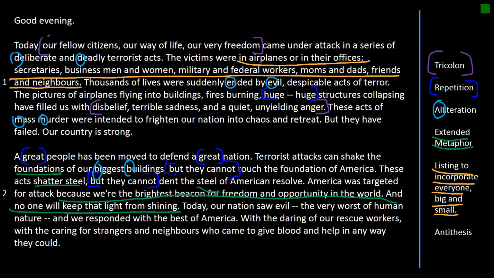Lastly, we've got antithesis, okay, which is 2 parallel ideas being put together. We've got that down the bottom here with the very worst of human nature, and we responded with the very best of America.